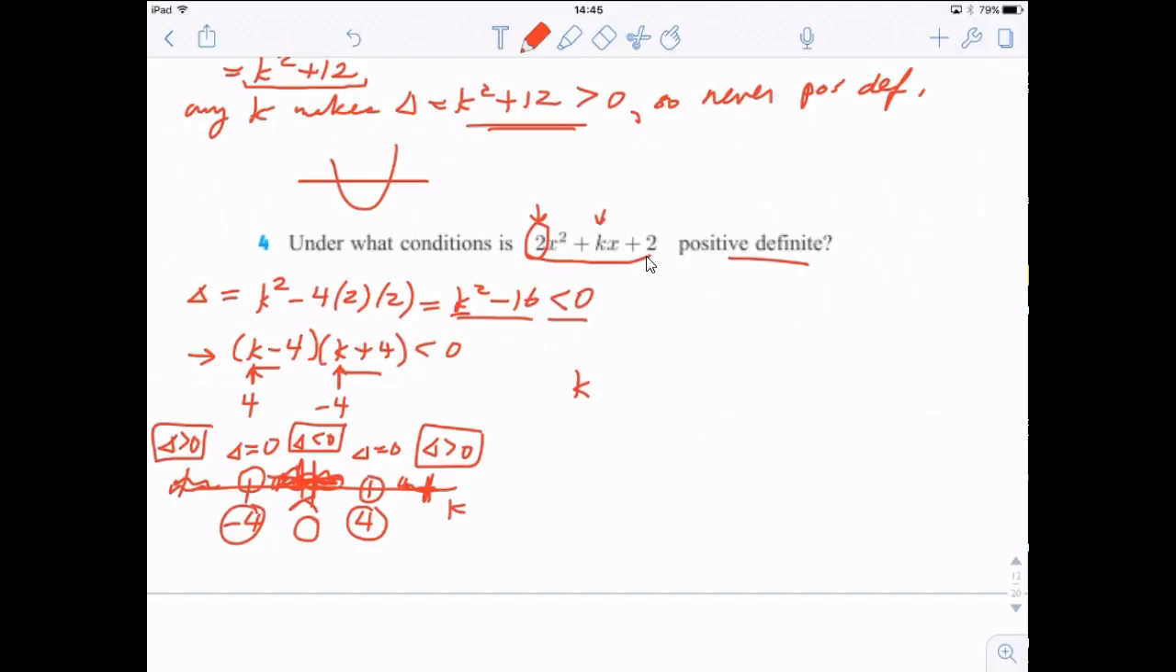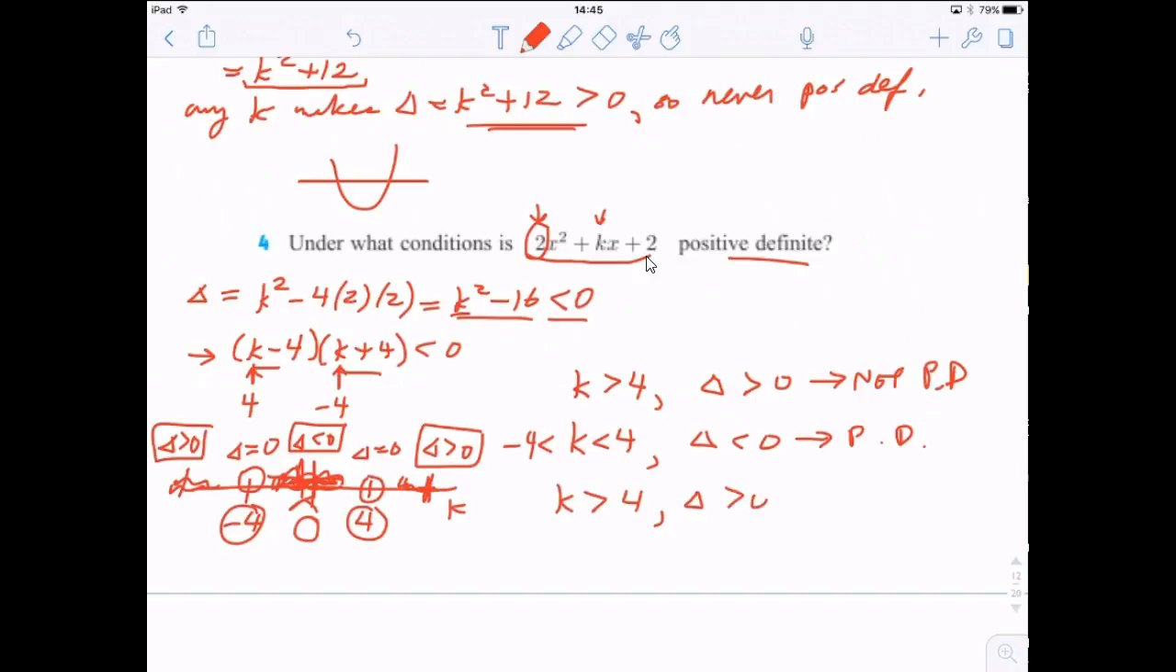So if k is greater than 4, then the discriminant is positive. So it's positive definite. Oh, I'm sorry. It's not positive definite, because the discriminant has to be negative for it to be. So it's not positive definite. Okay. If k is between negative 4 and 4, then the discriminant is negative, which means it is positive definite. And last of all, if k is less than negative 4, then the discriminant is greater than 0, which means it's not positive definite.